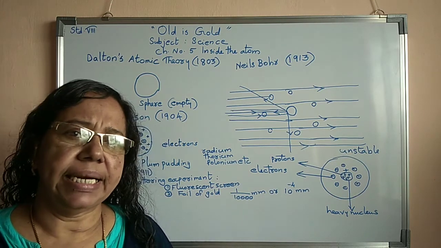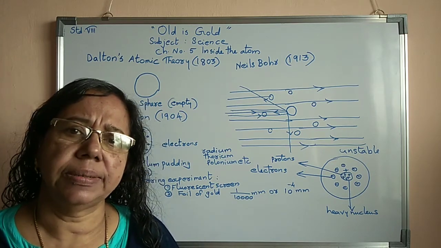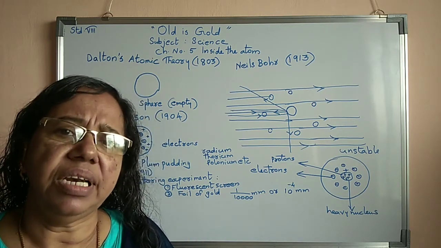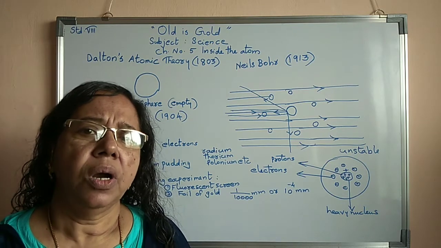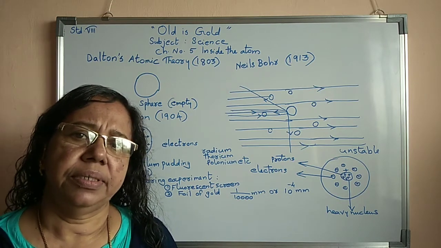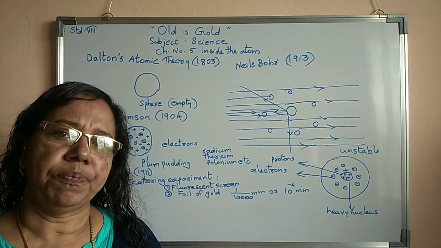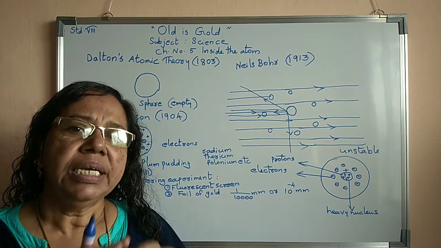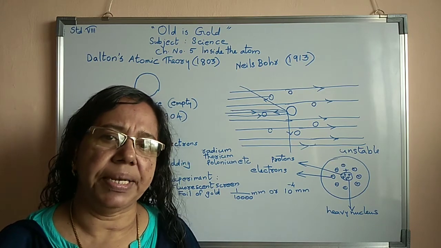Rutherford said that electrons are moving around the nucleus. As and when they move around the nucleus, their energy level keeps on reducing. As a result of it, all atoms should be in an unstable condition. That was the mistake made by Rutherford. Now, when Niels Bohr came in the year 1913, he explained the structure of the atom in a different way. We'll see the structure of the atom.